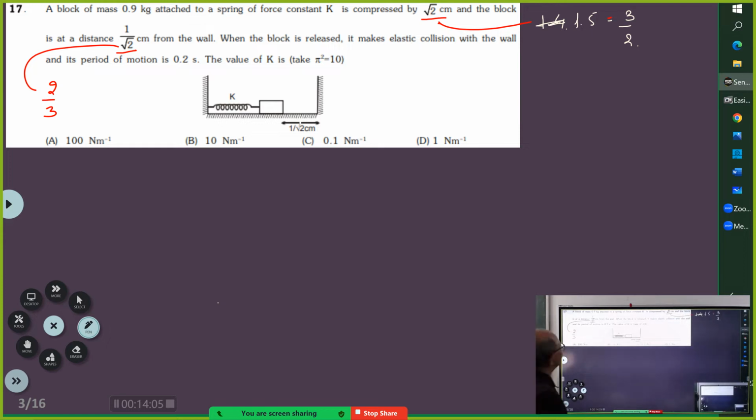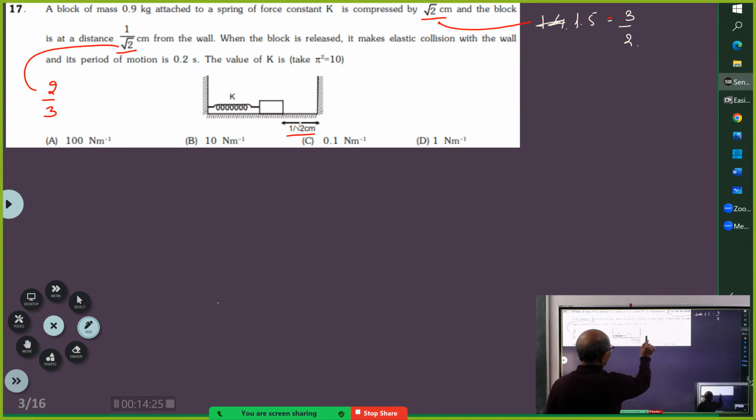So now what you can see is the spring is compressed to 3 by 2. Right? And the distance from this wall, they have given it as 1 by root 2. Can you see here? From here to here it is 0.6 centimeters.